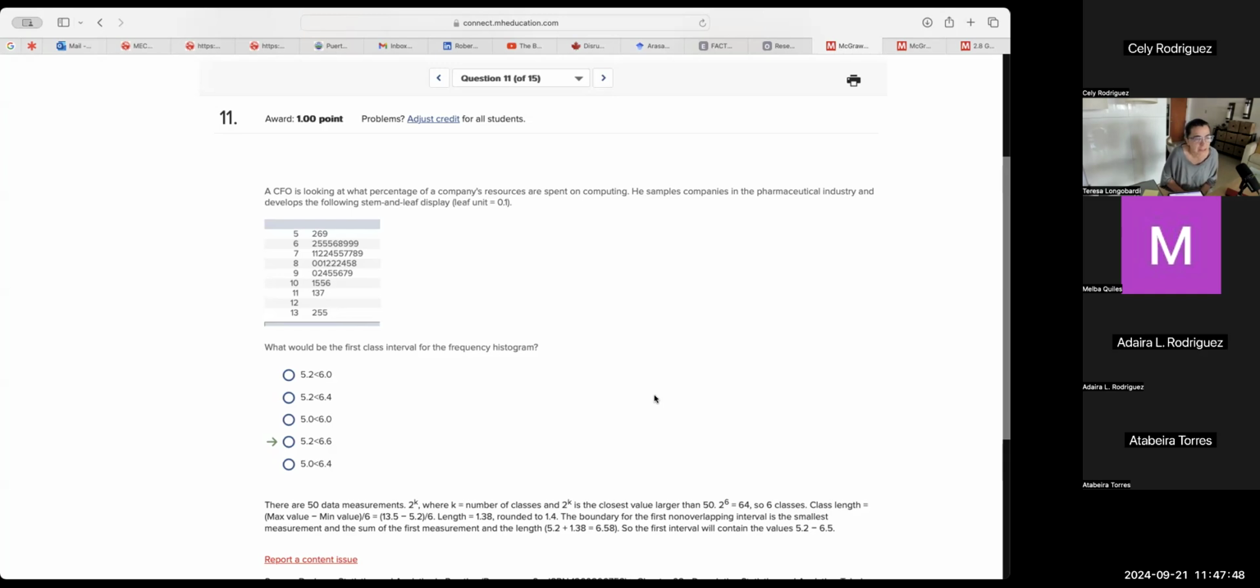Oh, because it's probably using, look at this, they have like a formula that they're using. That's why. So there are 50 data measurements, 2^K, where K is the number of classes and 2^K is the closest value larger than 50. So this whole thing is described probably in the book, that I don't get into details, but you need to go in the book and see that.